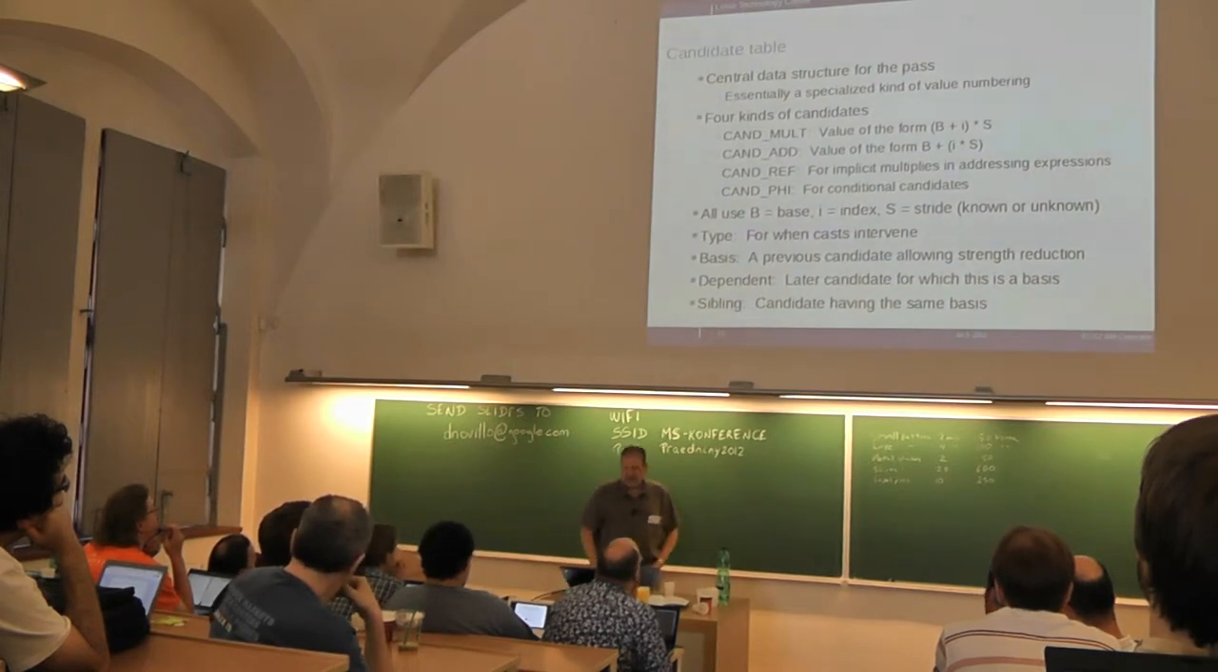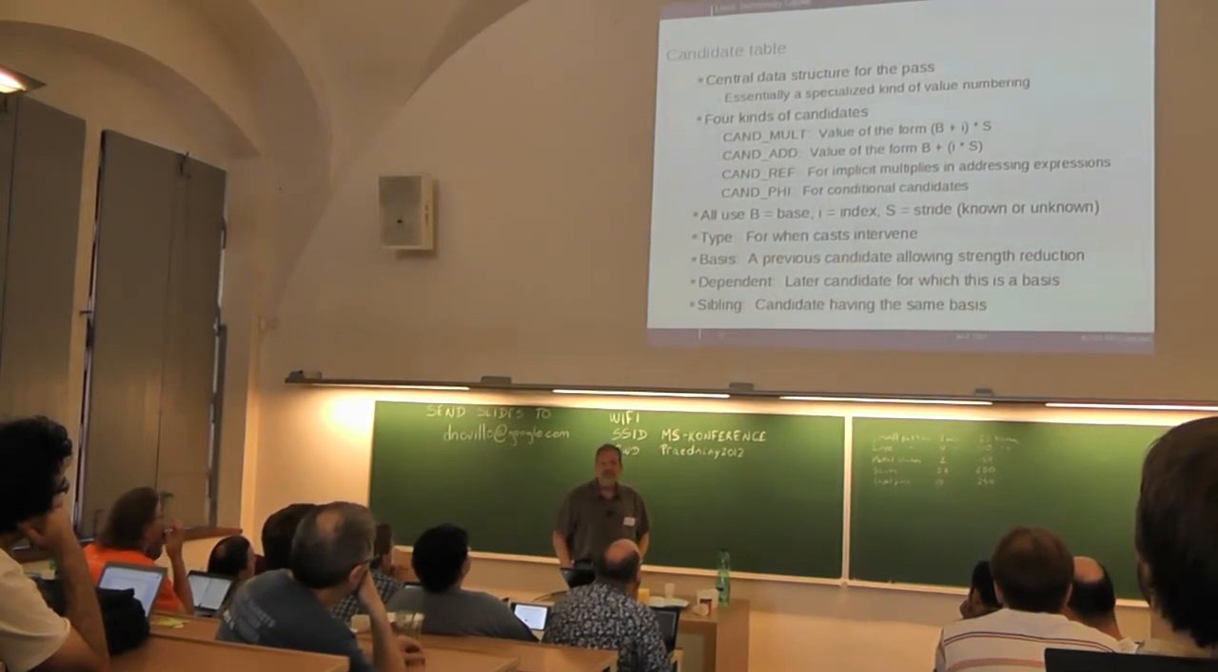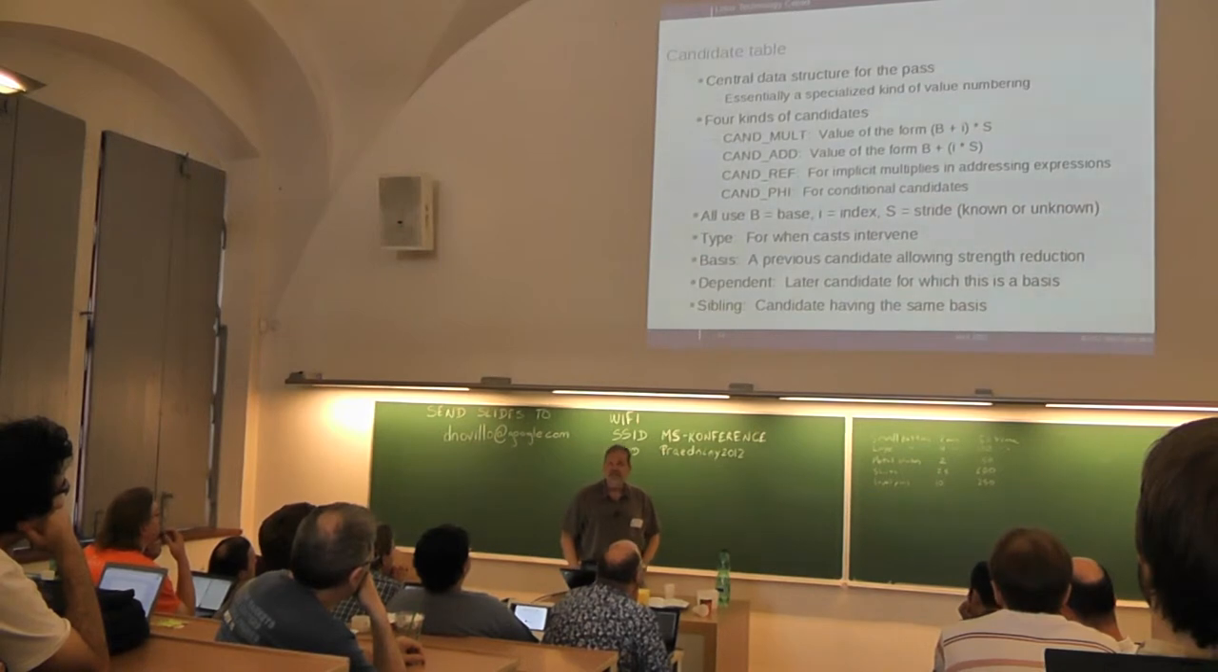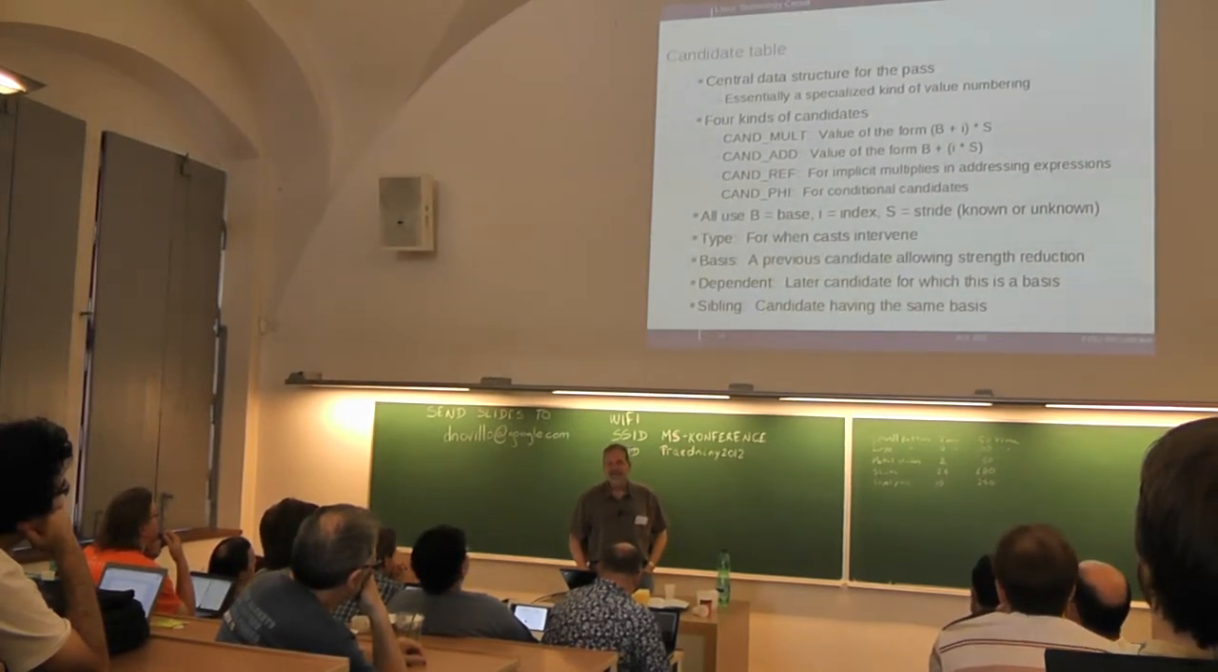So for the most part, we're going to talk about the first two. In all of them, we're going to use the same lingo of the base, the index, and the stride that I introduced earlier. And in the candidate table, we also contain a type field that helps us track the fact when we've had a cast happen in the middle of this expression.